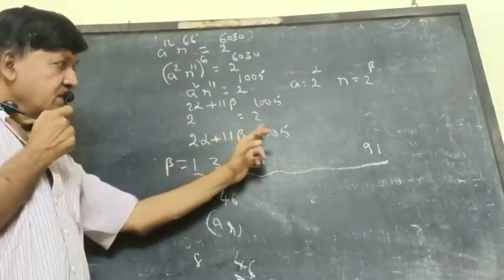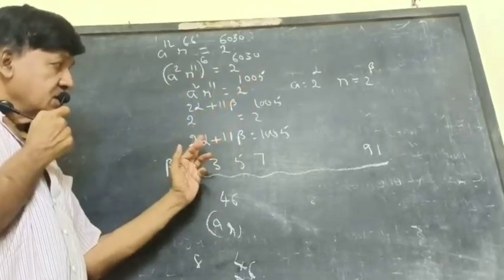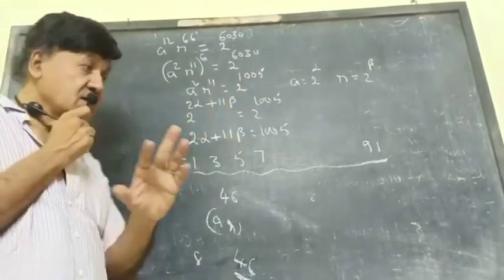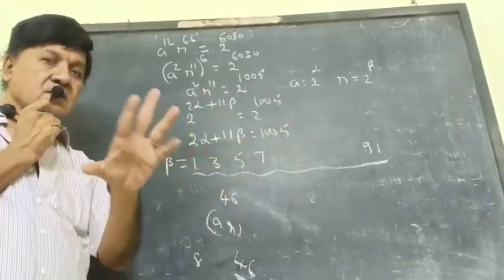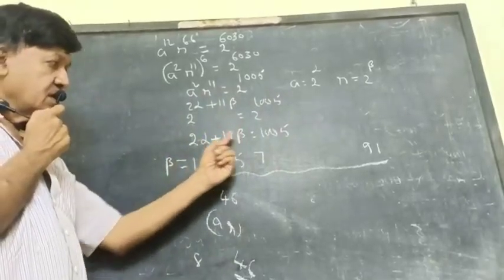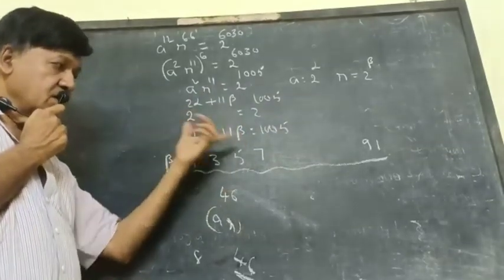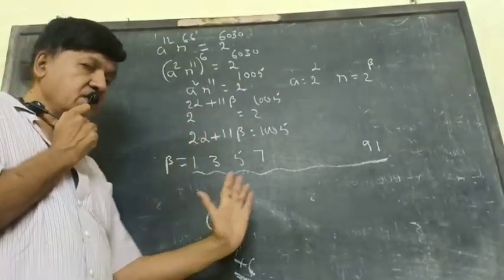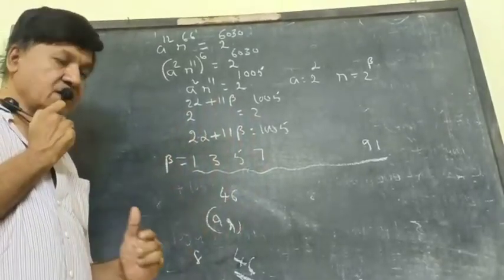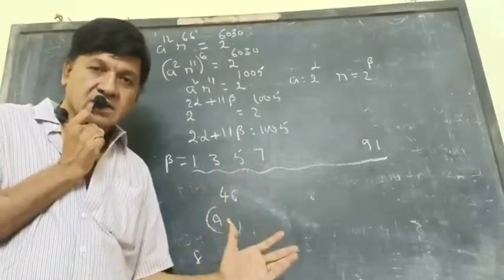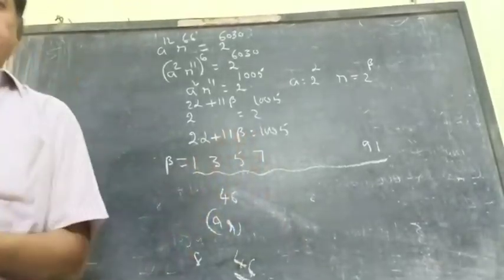Now 2 alpha plus 11 beta is equal to 1005. Since a and r are positive integers, alpha and beta must be positive integers. What type of positive integers alpha and beta satisfy this equation is our question. For that, take the bigger one, beta. Beta is 1, 3, 5. For every beta there exists one alpha. So there are 46 possible values of beta. Hence the number of ordered pairs happens to be 46. Okay? This is one of the important questions.